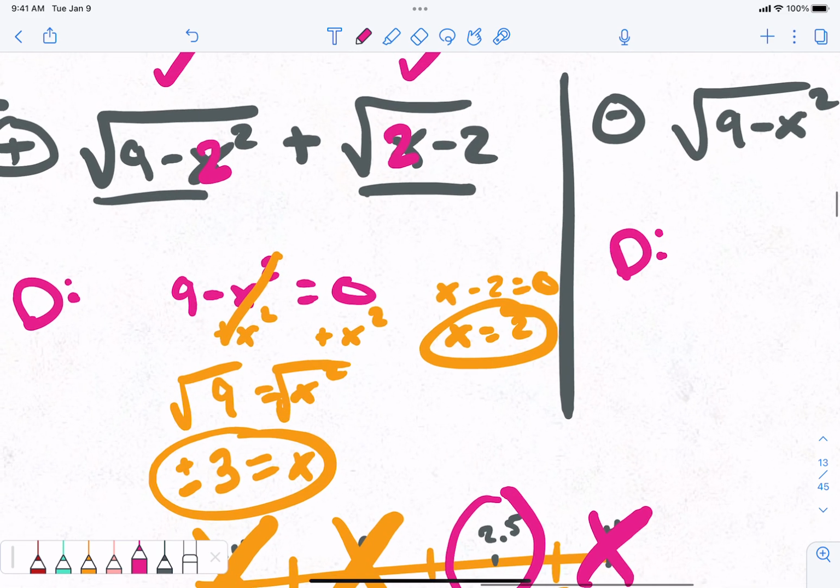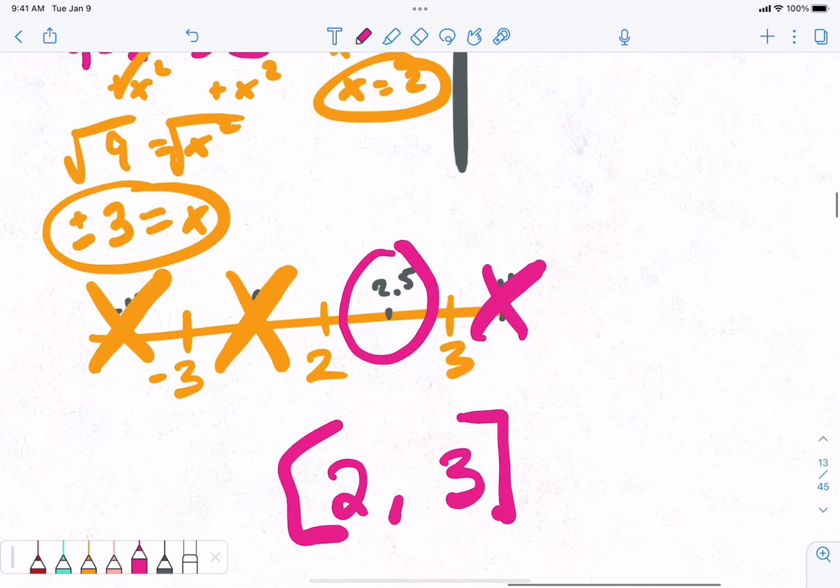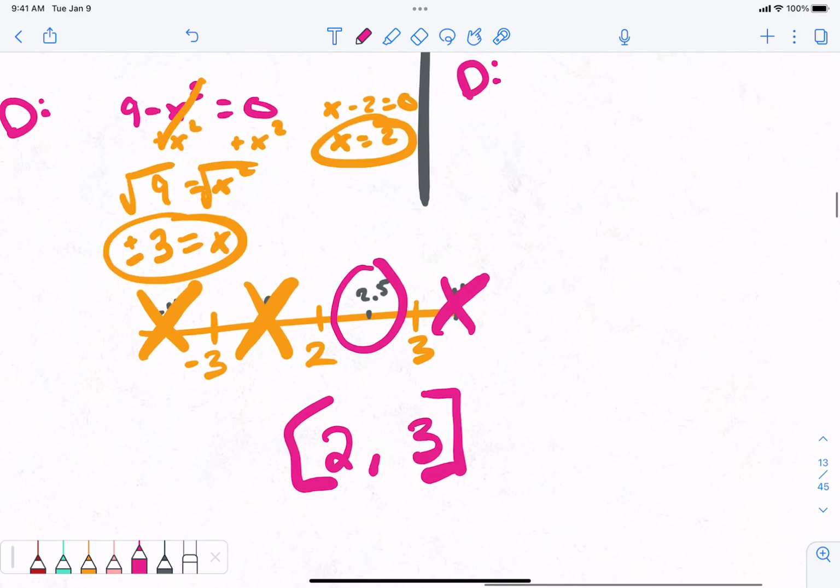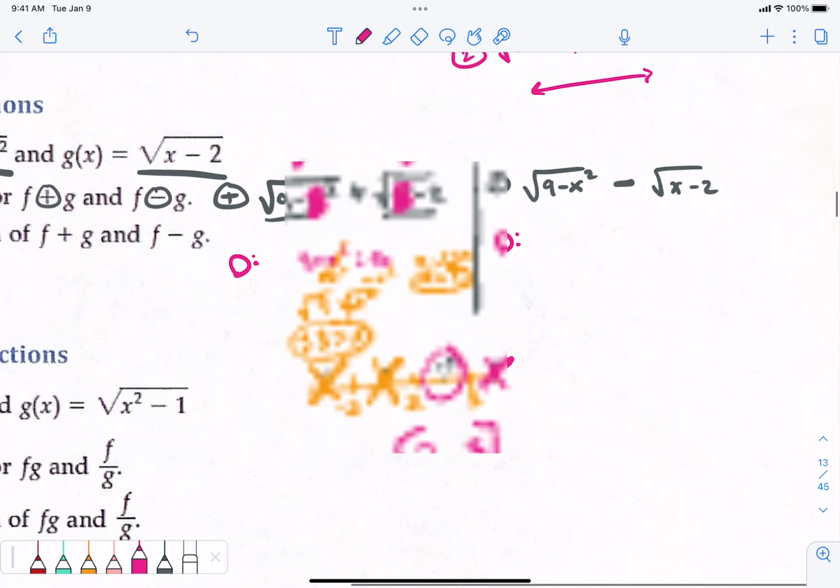What about 3? Can I plug 3 in here? Yeah. 3 squared is 9. 9 minus 9 is 0. Can you take the square root of 0? Yes, this would be the square root of 1, so that works. 2 comma 3, I can plug those numbers in. Okay, that is the domain for this one.